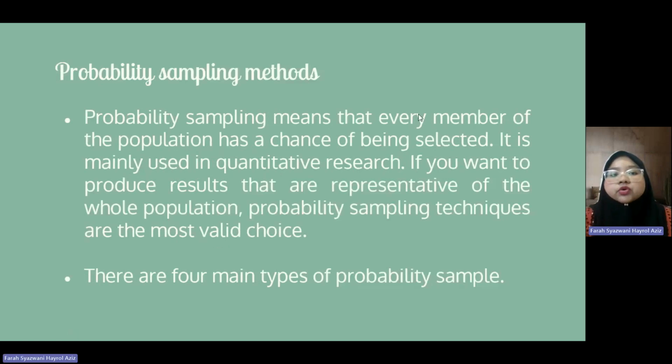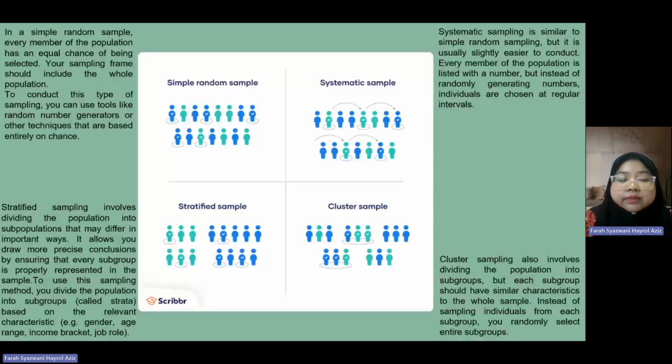Probability sampling means that every member of the population has a chance of being selected. It is mainly used in quantitative research. If you want to produce results that are representative of the whole population, probability sampling techniques are the most valid choice. There are four main types of probability sampling: simple random sample, systematic sample, stratified sample, and cluster sample.